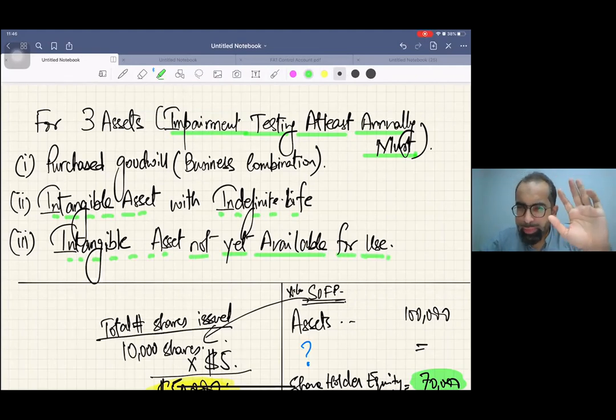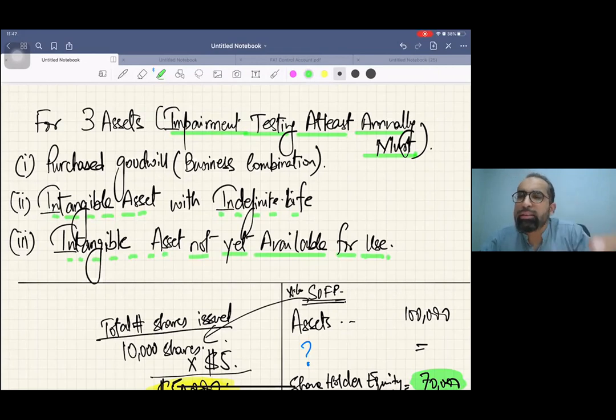Giving you one example, I hope you got it. Capitalized development cost in IAS 38 in your basic studies. I'll also teach you IAS 38 in these studies. In your basic studies, hope you remember the capitalized development cost. Until and unless you launch your development project, you don't depreciate it. So that's what we call intangible asset not yet available for use.